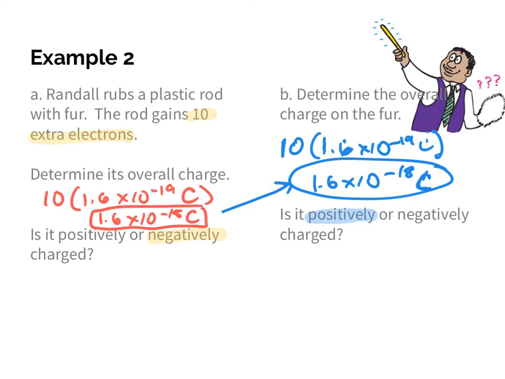But again, this is looking at the idea of charge and how it's related to the atom. What we're going to investigate next is how charge interacts with each other and how it interacts with the environment around it.